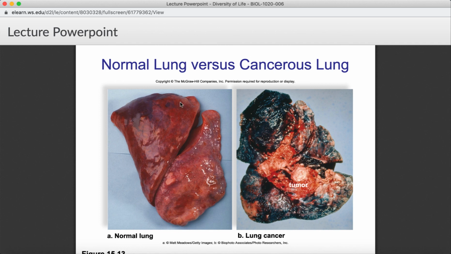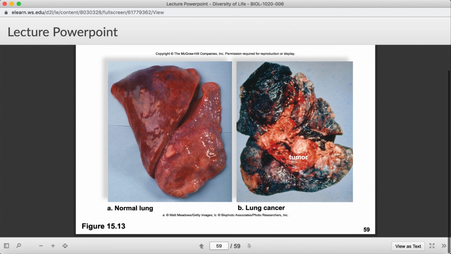So normal lung, cancerous lung. And all of this, so the tumor's right here. All this black, tarry looking goo, that's from cigarette smoke. Like cigarettes alone will do that to you. Unless, like, the only other way you're going to get lungs like this is if you're a coal miner or something. And then the tumor right here is just destroying the rest of the tissue around it.